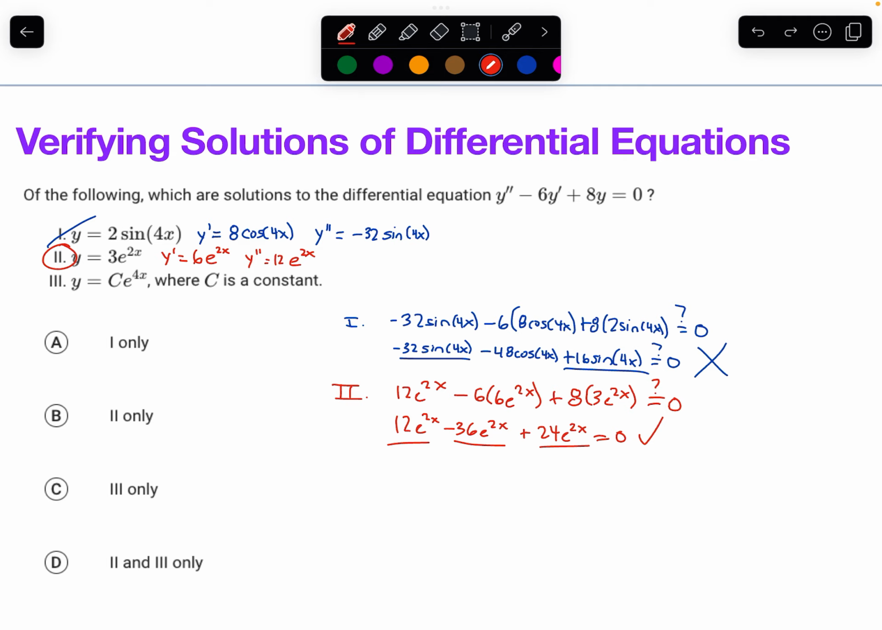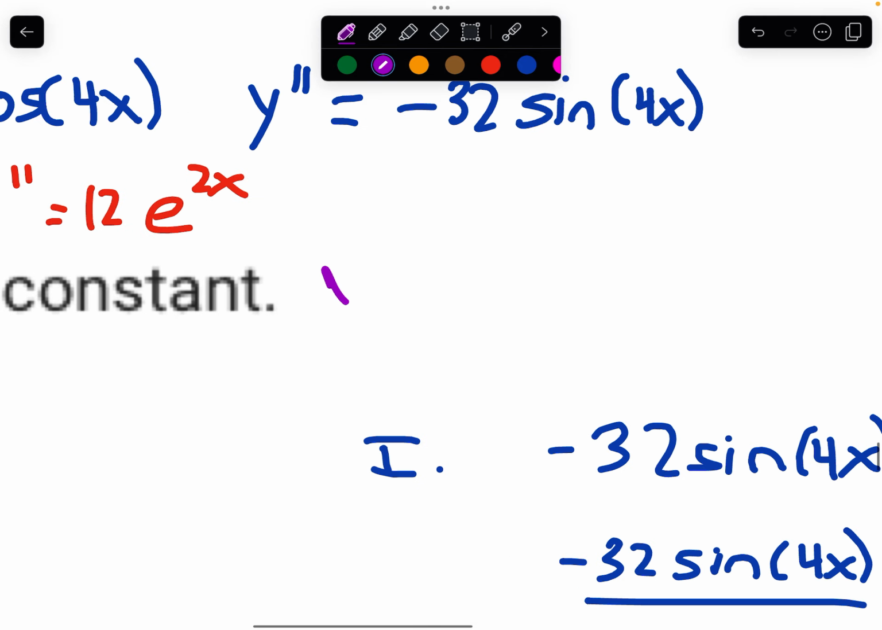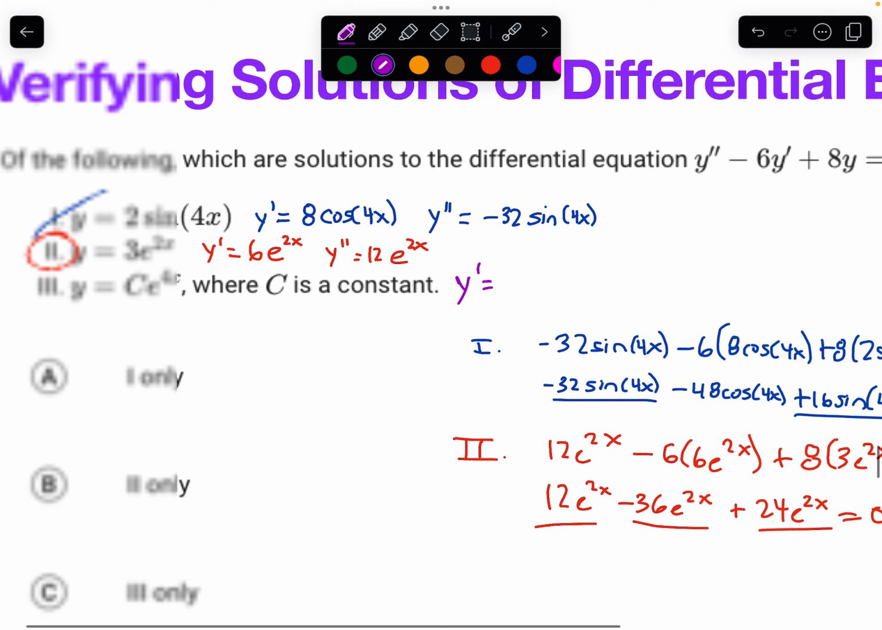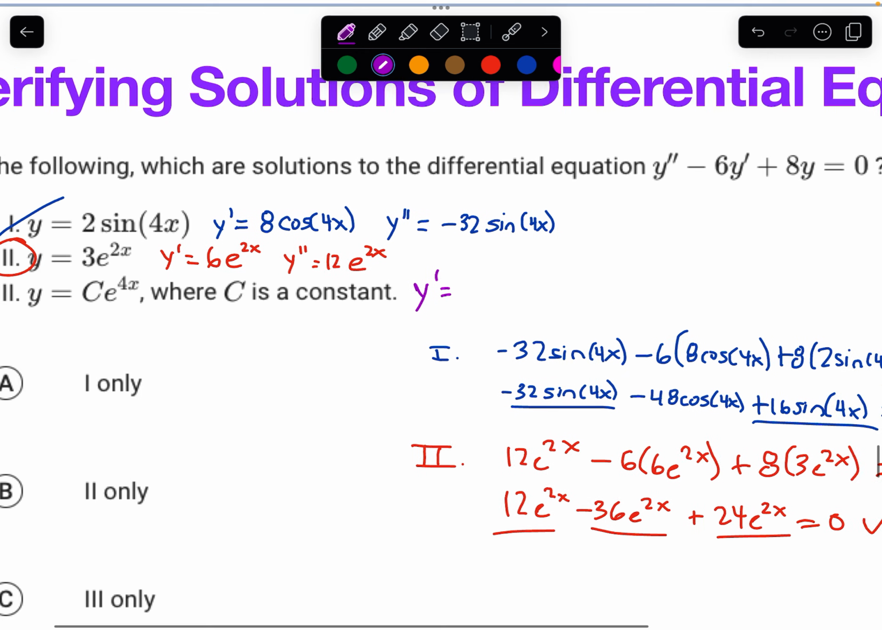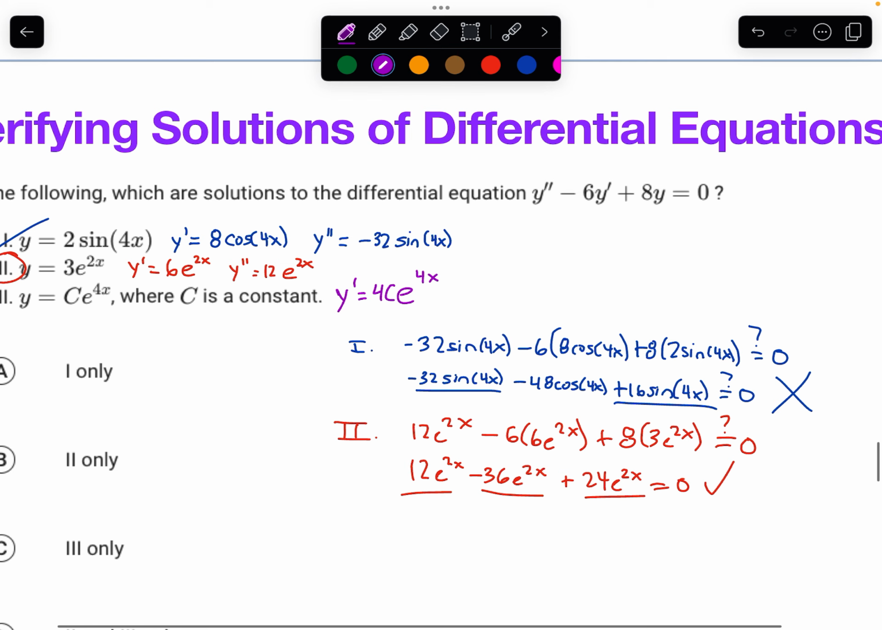Let's check out Roman numeral 3 here. I'm going to switch colors one more time. We'll need y prime first. Well, y is ce to the power of 4x. So our derivative then will keep e to the 4x, but then multiply by the derivative of that exponent, which is 4. And remember, there was a c in front, so 4c in front there.